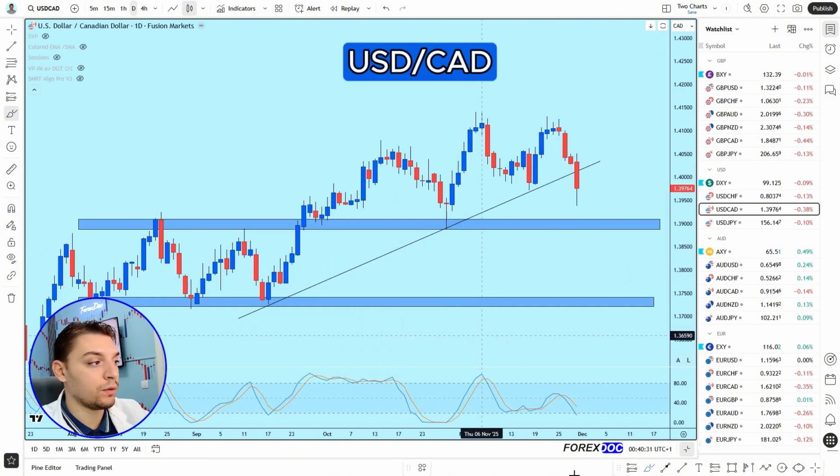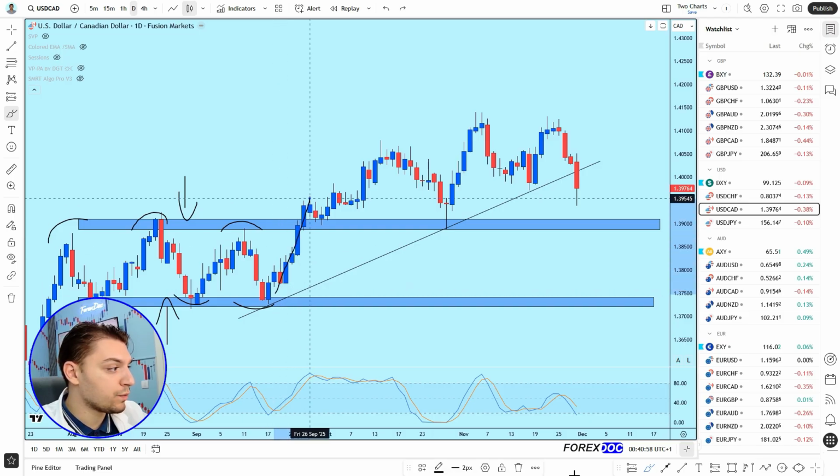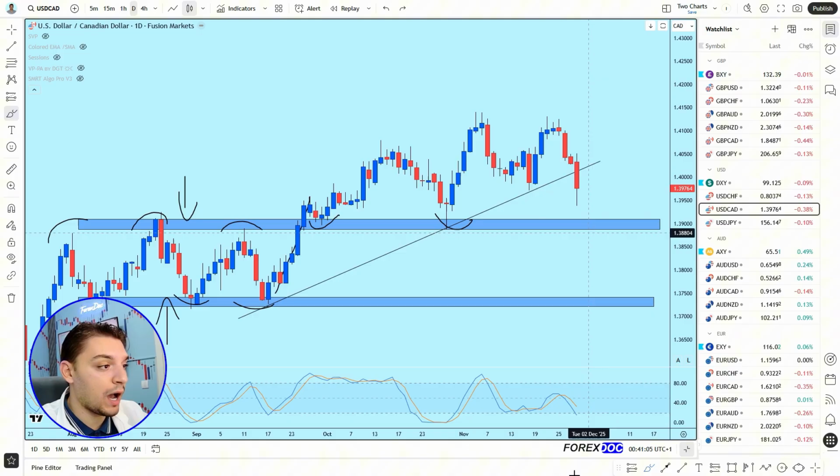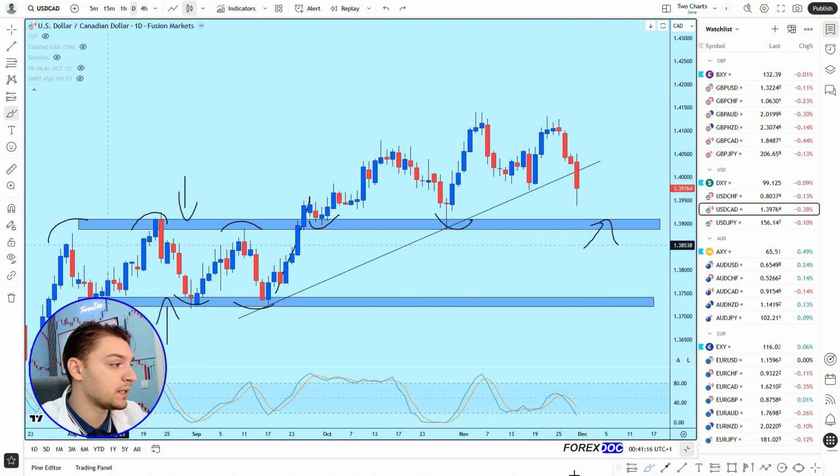This is US dollar Canadian dollar daily time frame, and here what we can see is this bullish move. Price consolidated here between this resistance zone and this support zone. We can see that price tested this zone 3 times and also it tested this zone 3 times. Eventually price formed this bullish move to break this resistance zone and retested it here and here.